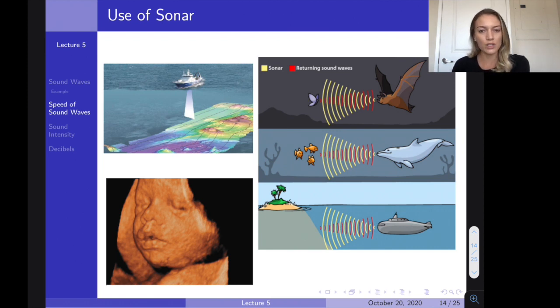And now they have these really cool live ultrasound images, where you can see a 3D shape of the baby while it's still in the womb, and you can see it in real time as it's moving. And this is all done with ultrasound. Okay, so those are some examples of how we and other animals use sound waves.